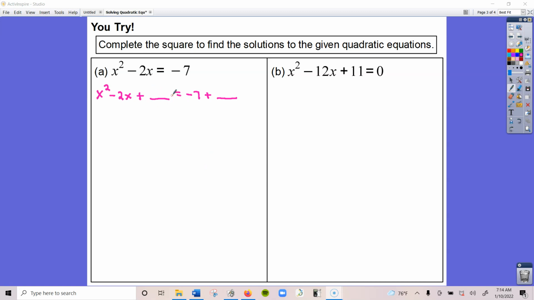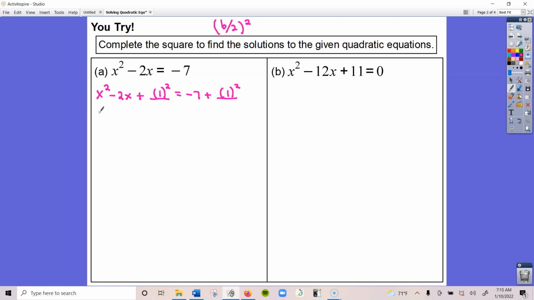Now when you're going to figure out what number goes here, that's always b divided by 2, and then you're going to square it. The good thing about this, you don't have to worry about whatever sign this is, just take the actual number. So the 2 divided by 2 is 1, and then we're going to square it. And whatever I add here, I have to add to this other side.